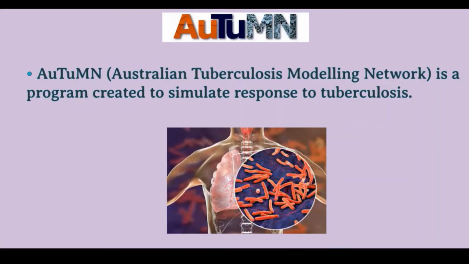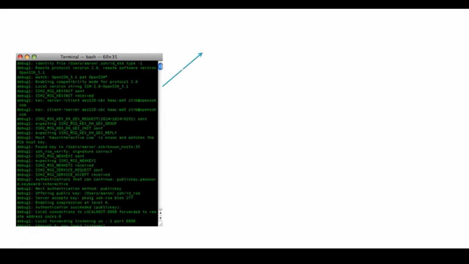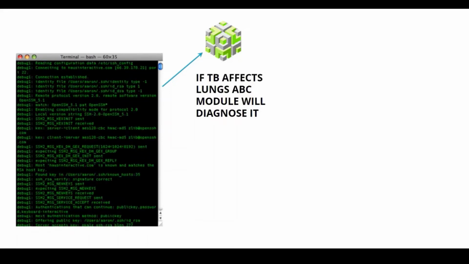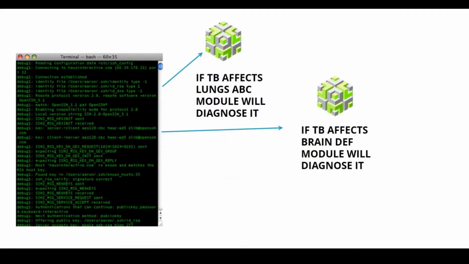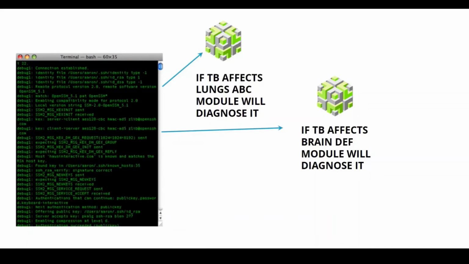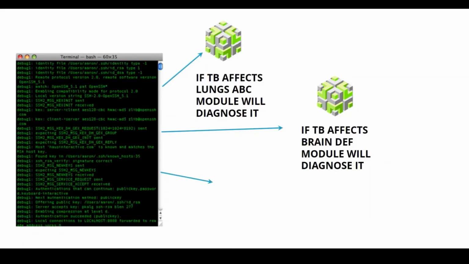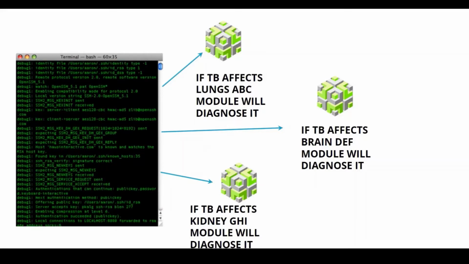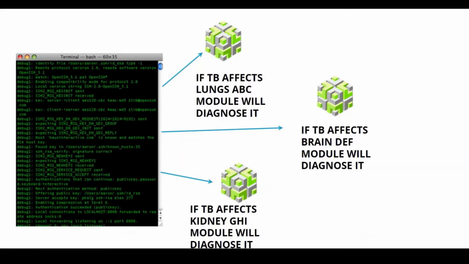Here comes the answer. AUTUMN is a program created to simulate response to tuberculosis. Since tuberculosis is more or less infectious based on the infected organ, a complex system must be used to analyze the data to appropriately treat tuberculosis. Different modules are for specific purposes, where each module is separated to analyze and diagnose to give proper treatment. Modules have saved millions and billions of people. I believe now you got the importance of knowing modules.